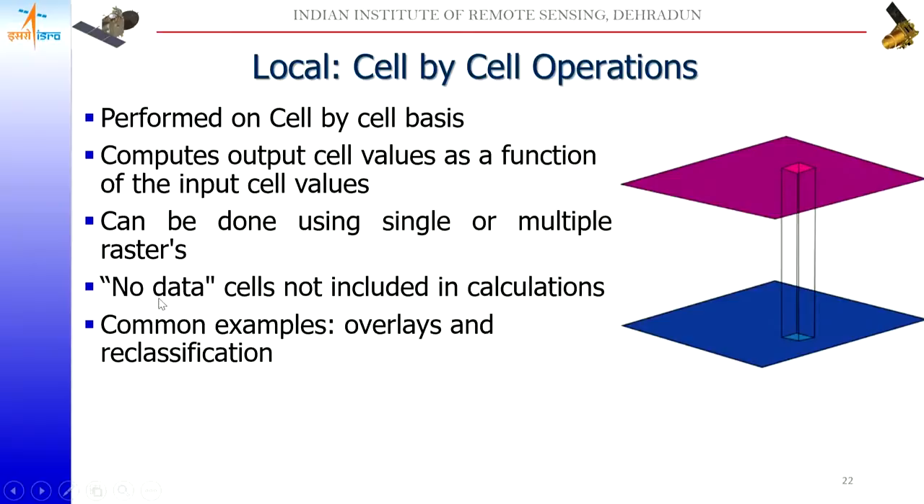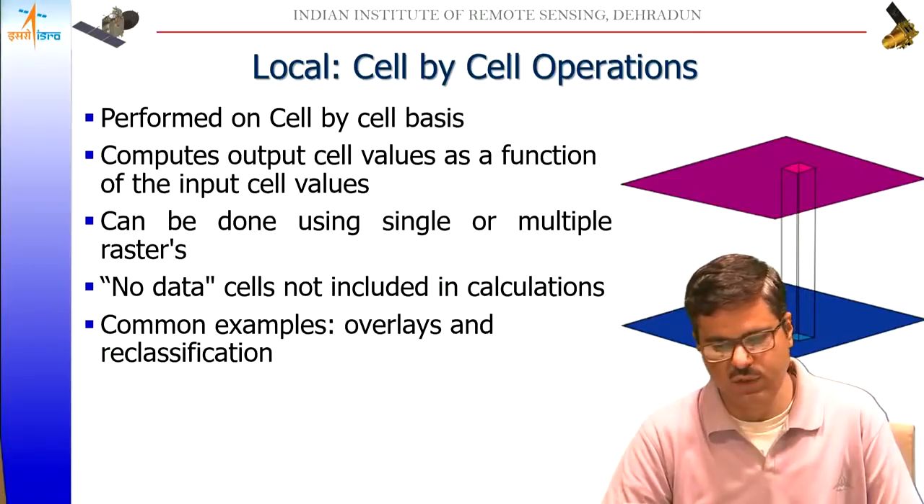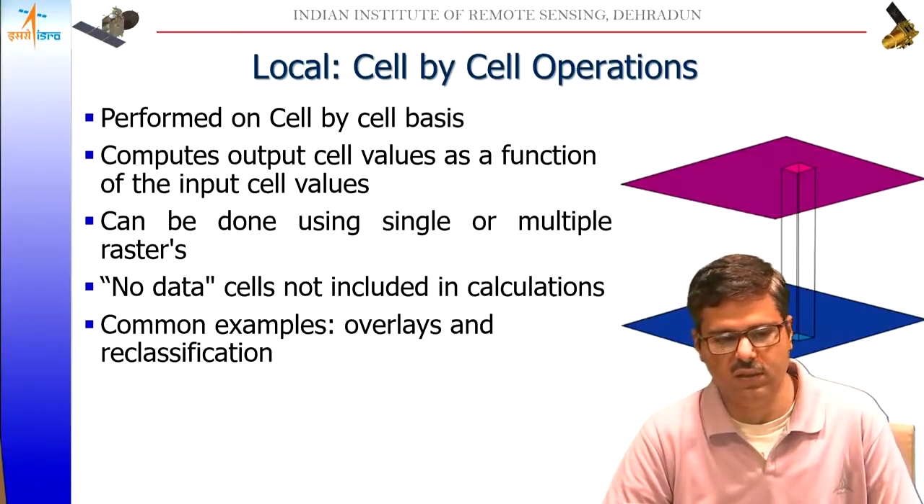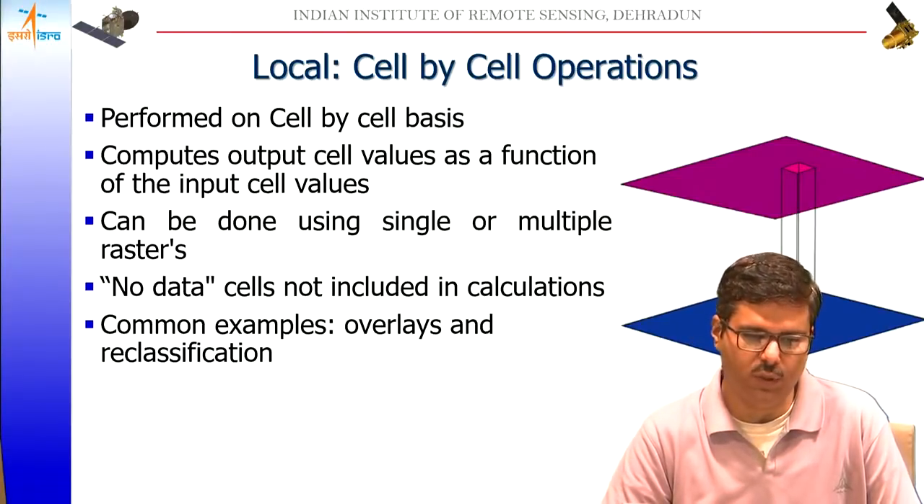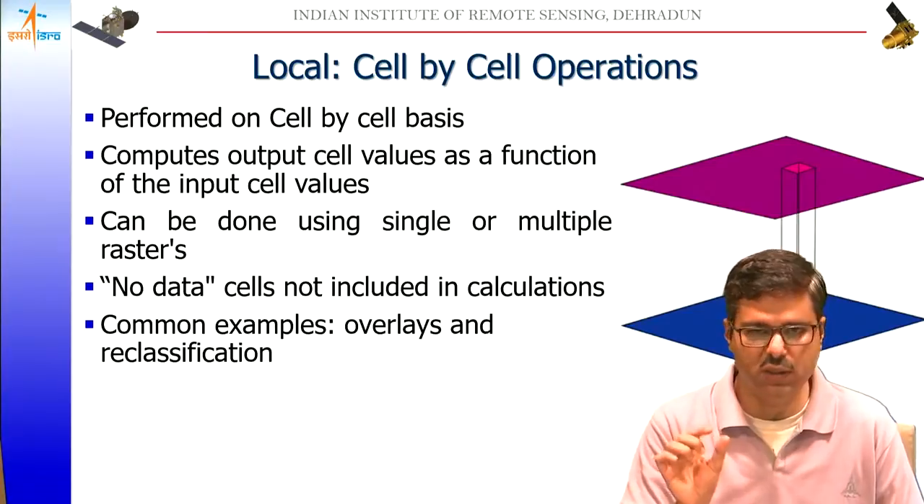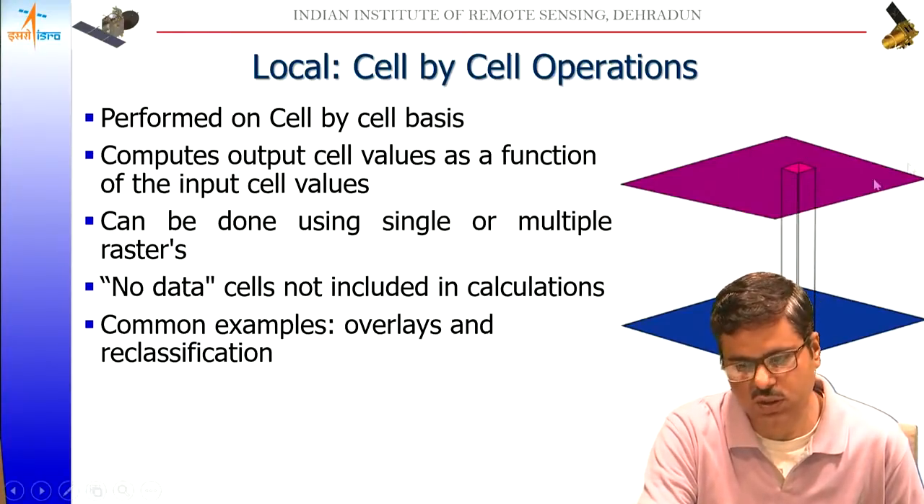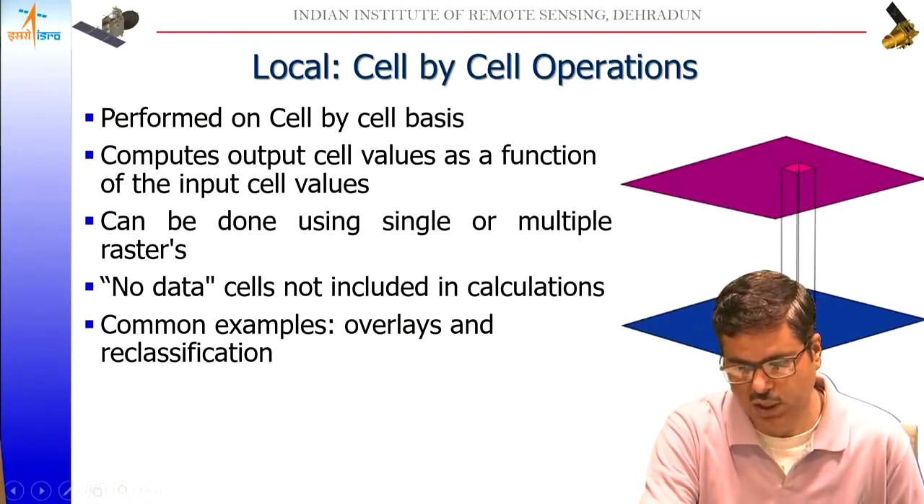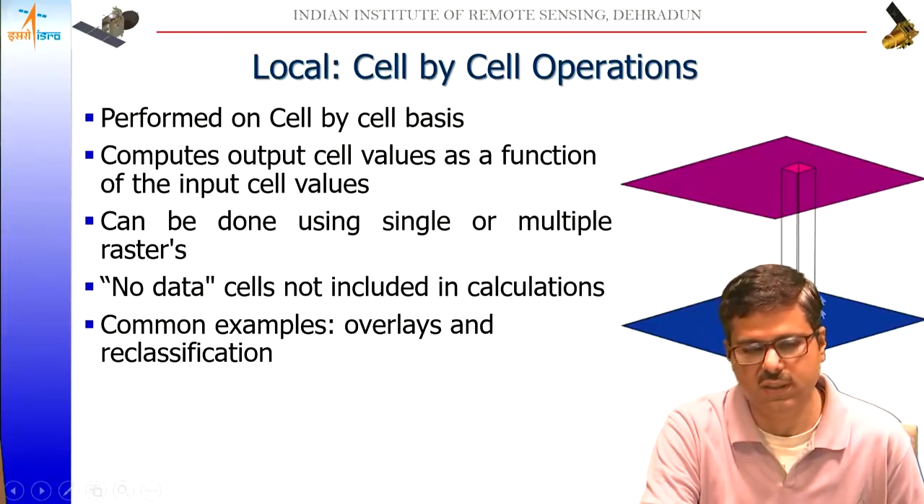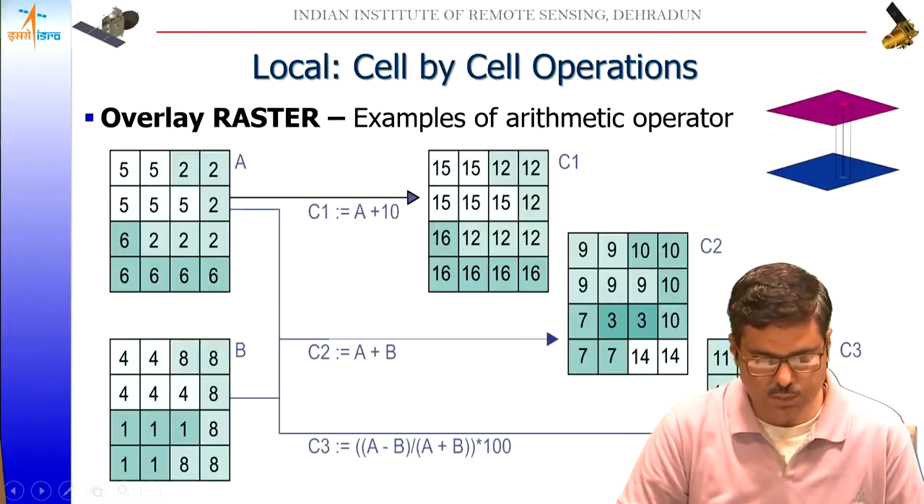Another important thing to keep in mind is the no data cell value, which is one way of telling the software system that we don't have data defined there, so please ignore those cells in our operations. Various examples are the overlay and the reclassification operations, which all come under the gamut of the local operation. But the important thing is, it only considers the individual cells, not the vicinity or surrounding pixels, and all the operations are done on a cell by cell basis.